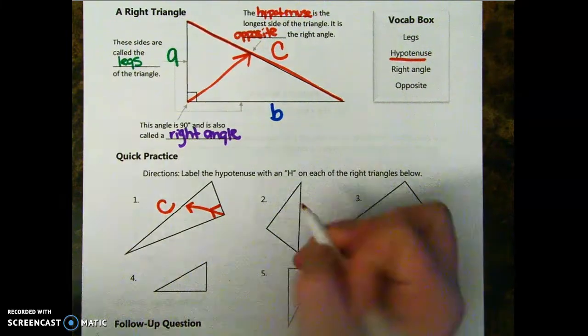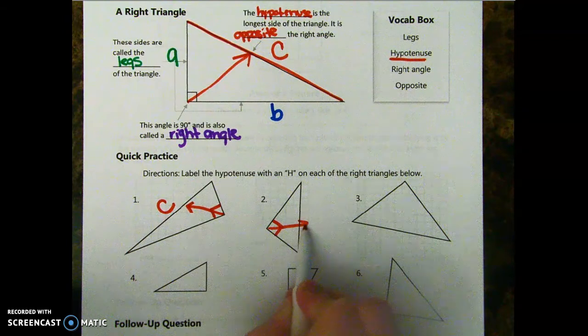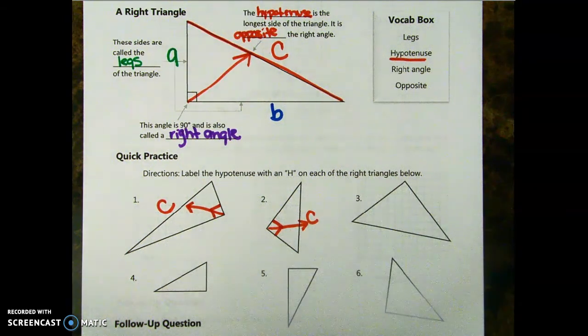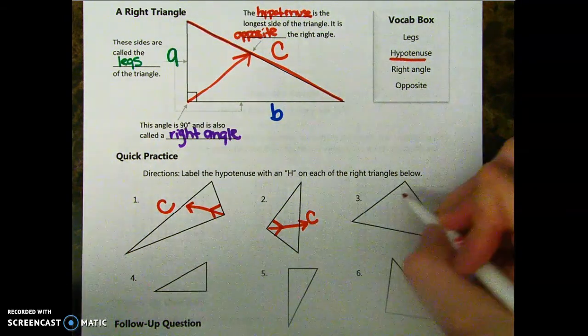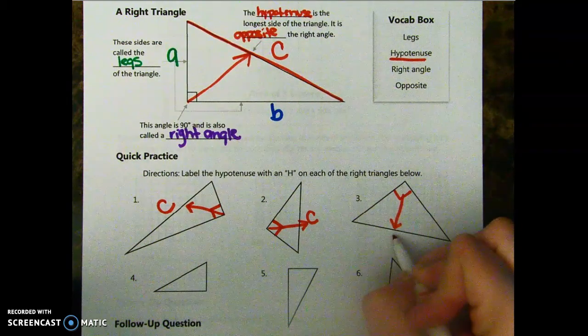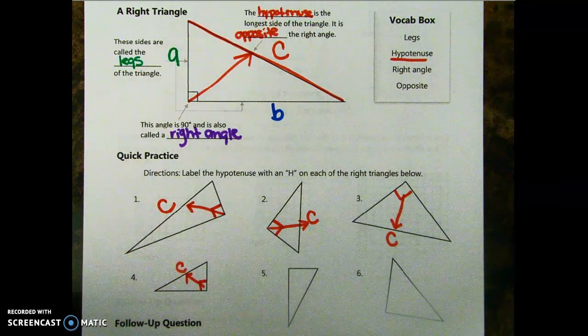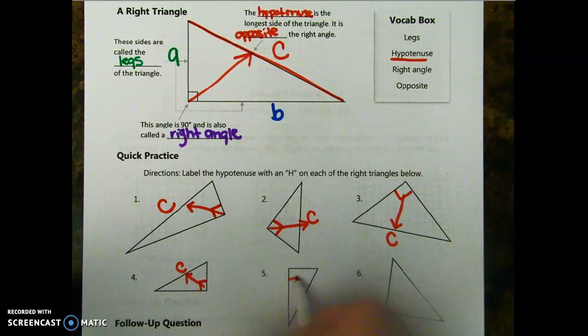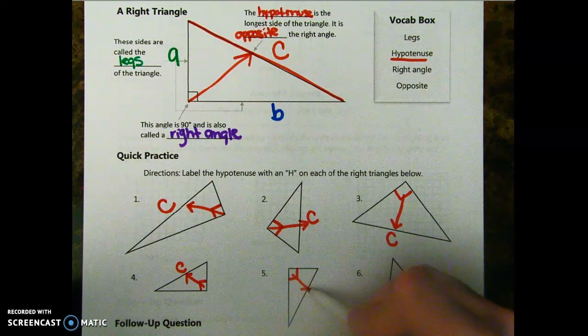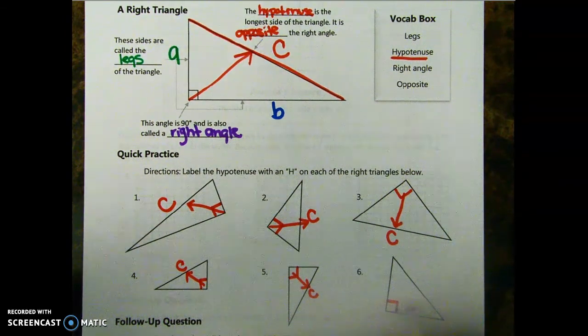And number 2, my right angle would be here. The hypotenuse is the opposite or the longest side, so C would be over there. In this particular diagram, here is my right angle. I draw an arrow, so opposite of that, this would be side C. And number 4, my right angle is down here at the bottom. Drawing an arrow opposite of that, this would be side C. Right angle in number 5, drawing an arrow opposite of that, this would be side C. Drawing my right angle in 6, opposite of that, this would be side C.